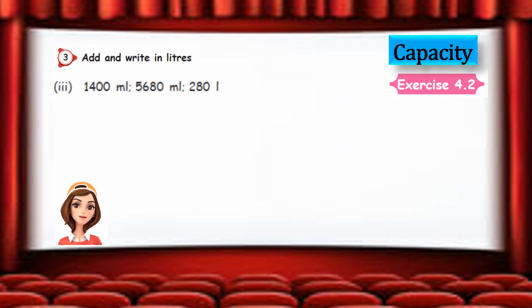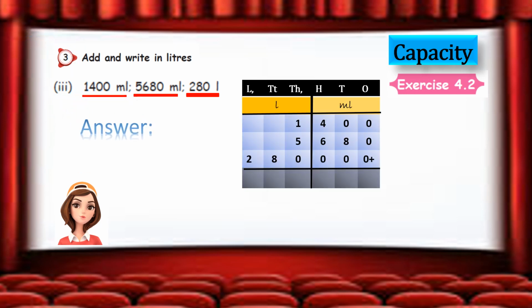Third sum: 1400 ml; 5680 ml; then 280 liter. In this we are going to split into liter and milliliter only. So as usual, I'll give the answers with the tabular column, so it's easy to understand now, isn't it? So now we need to add here.